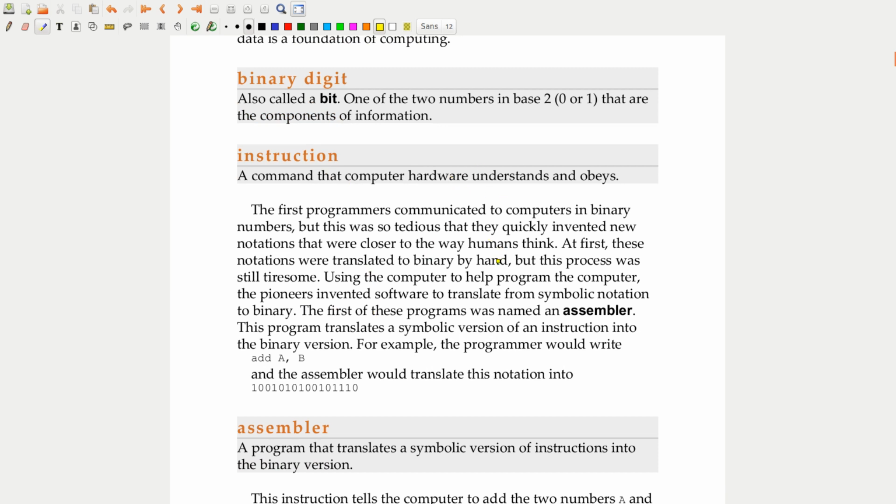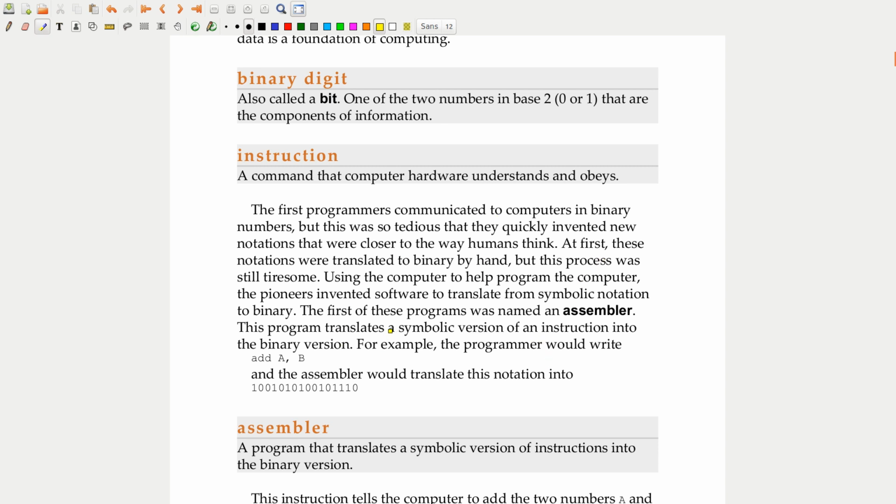So then we can talk about an assembler. The first programmers communicated to computers in binary numbers, but this was so tedious that they quickly invented new notations that were closer to the way humans think. So of course, initially we had only binary, and then after binary, we had assembly, and then after assembly, we had higher level languages like C and Fortran, and then even later we have things like Python, right? Or Scratch. I've never used Scratch, and I will probably never use Scratch, but that's a funny thing to think about.